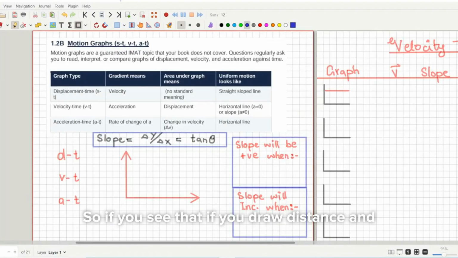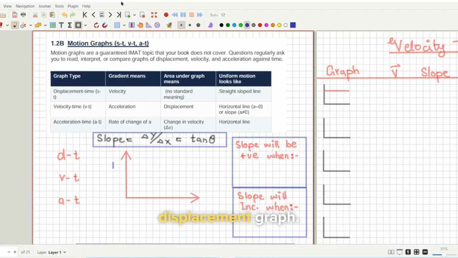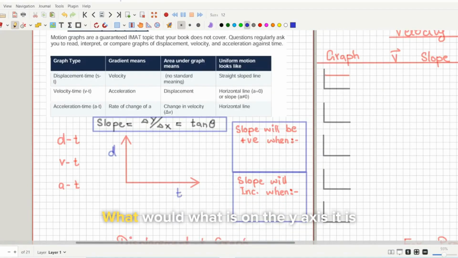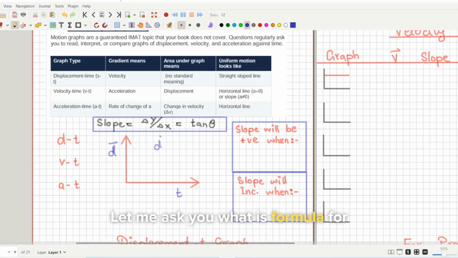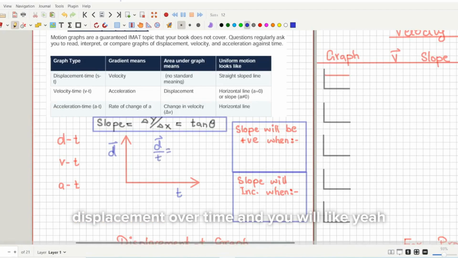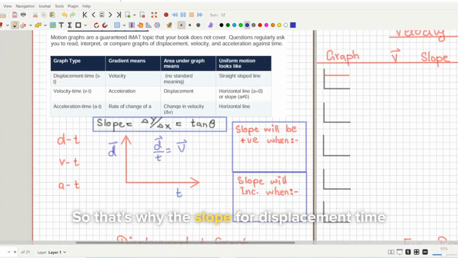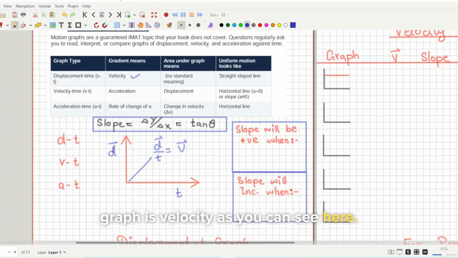So as you can see, the slope is equal to the y component divided by the x component. If you draw a displacement and time graph, what is on the y-axis? It is displacement, and what is on the x-axis? It is time. Let me ask you, what is the formula for displacement over time? Yes, obviously it is velocity. So that's why the slope for the displacement time graph is velocity, as you can see here.